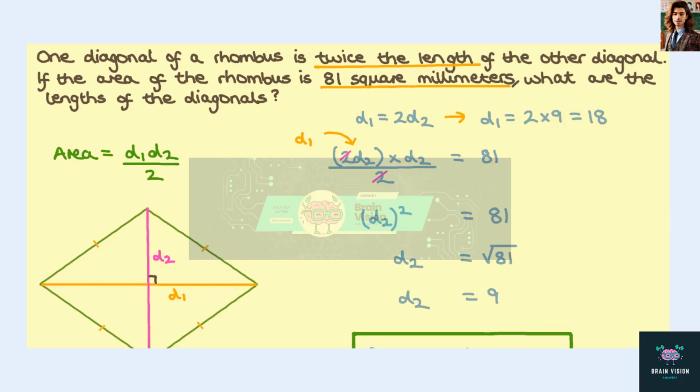So by recalling that the area of a rhombus is half the product of the lengths of its diagonals, which we used to set up and then solve an equation, we found that the lengths of the diagonals of this rhombus are 9 millimetres and 18 millimetres.